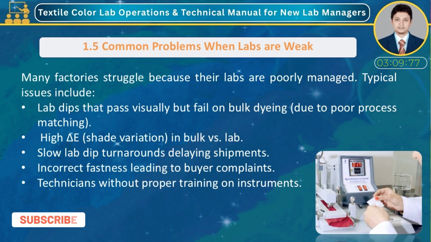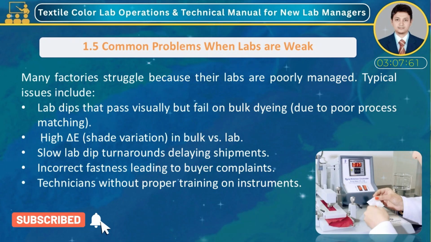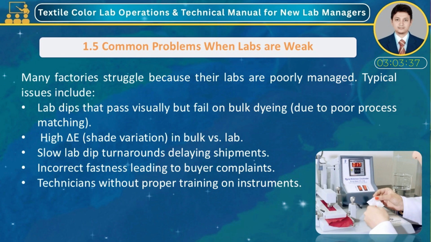Common problems when labs are weak. Many factories face serious challenges because their labs do not follow proper systems and controls. One common issue is lab dips that appear visually acceptable in the lab but fail during bulk dyeing, often due to poor process matching between lab and production.